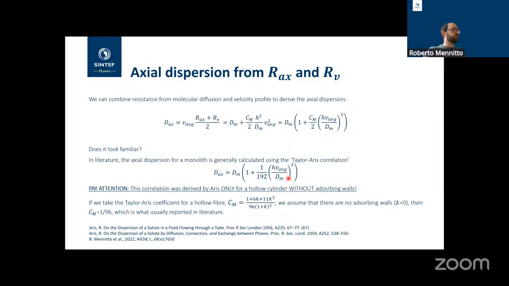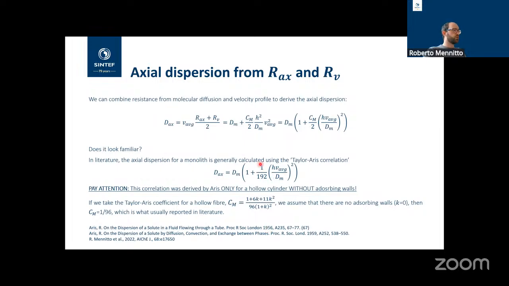There is only something that we need to pay attention here. It is often the case that the correlation accounts for the Taylor-Harris coefficient being equal to 1 over 96, as I have written it over here. This is what you would often find in literature. This way of writing it is correct, but it accounts for the dispersion of a gas in a channel without adsorbing walls.